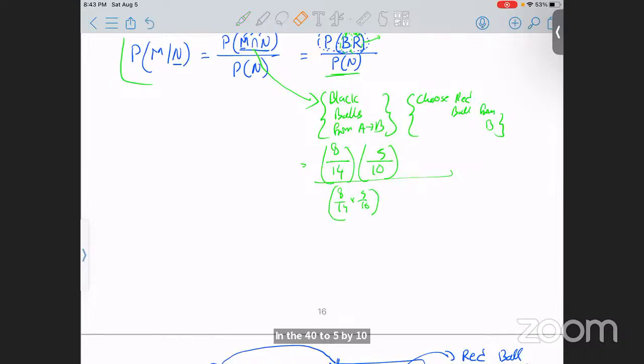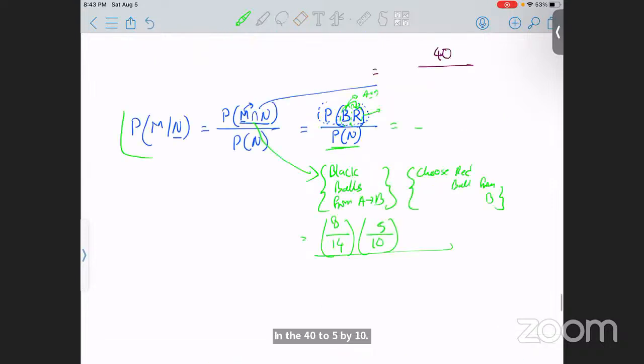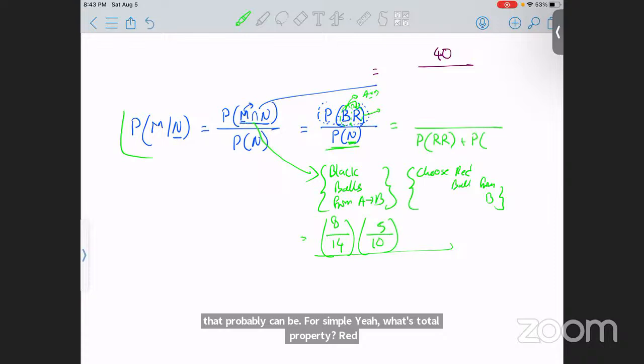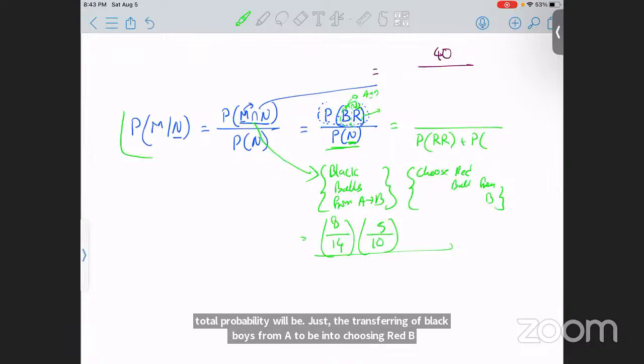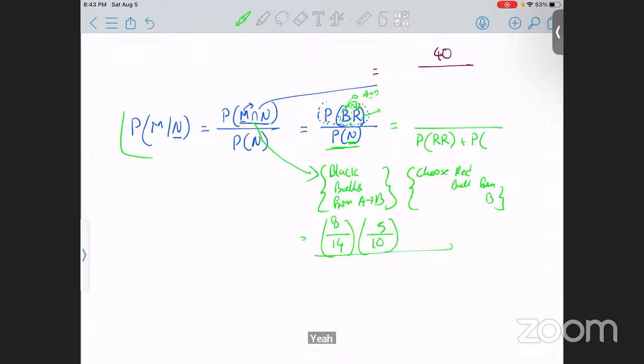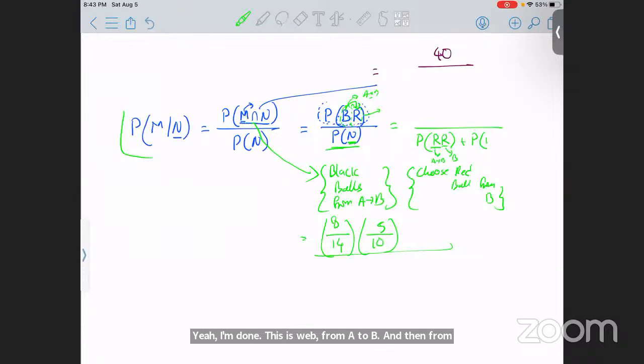In simple words, total probability can be written as P of red and red. Sir, total probability will be the transferring of black balls from A to B into choosing red ball from B, and red balls from A to B and choosing red ball from B. Yeah. And then this is red and red: red from A to B, and then red from B. Similarly, black from A to B and red from B. Okay. Are you getting this?